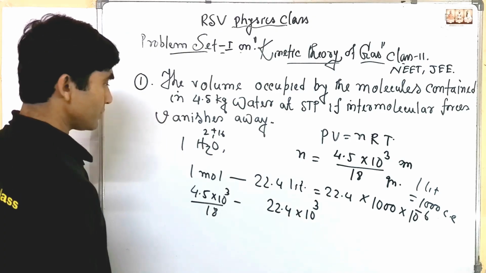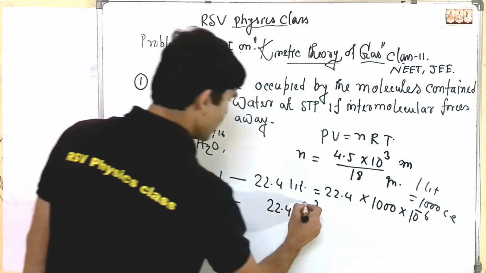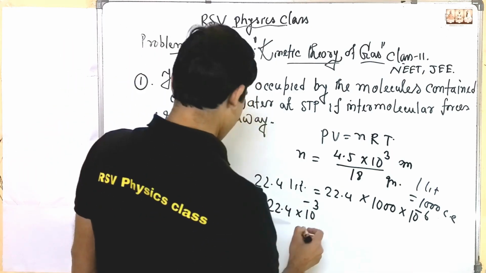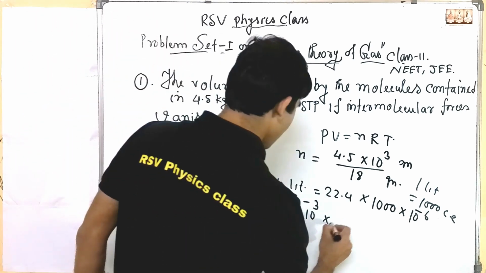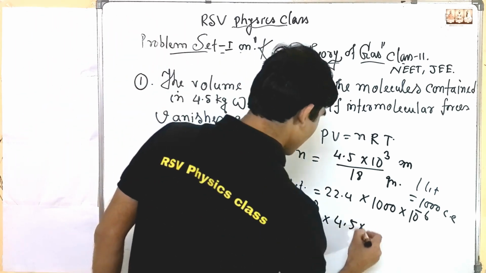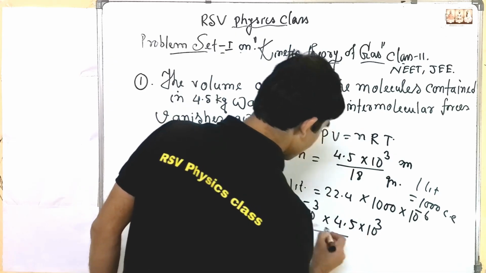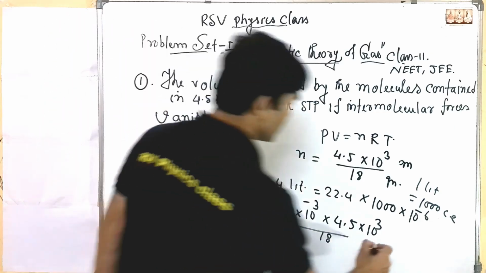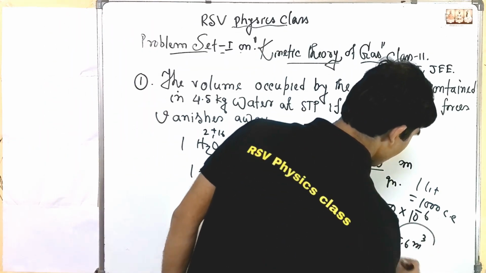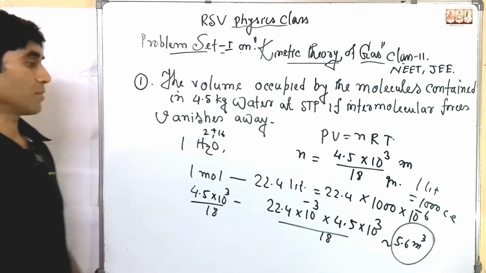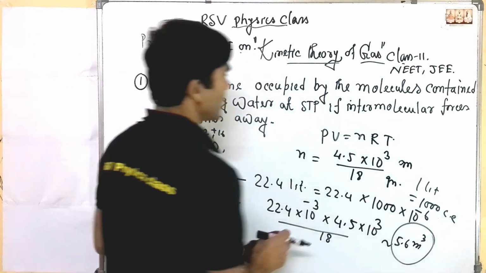So the volume is 4.5 × 10^3 over 18 times 22.4 × 10^-3, which comes to near about 5.6 meter cube. Okay, so this is the problem. You understand. And another approach you can also try.